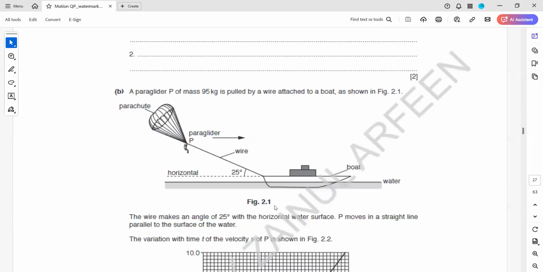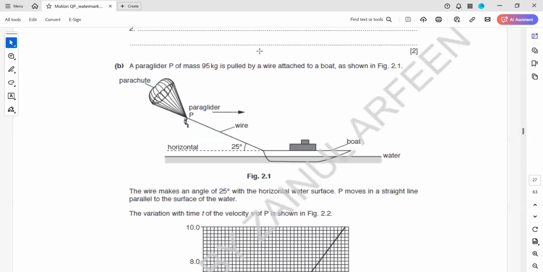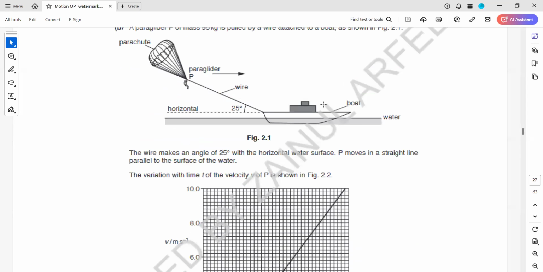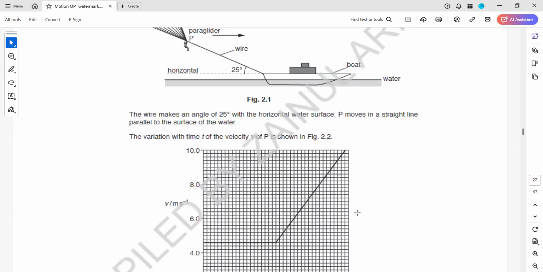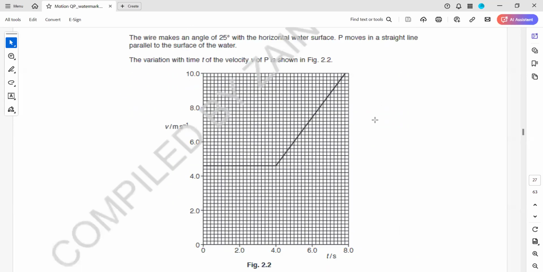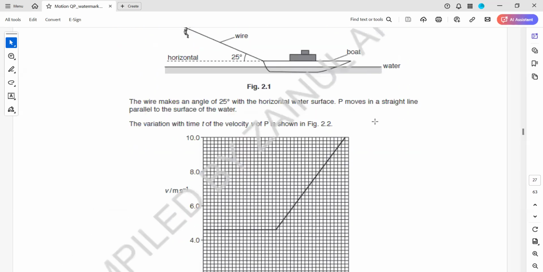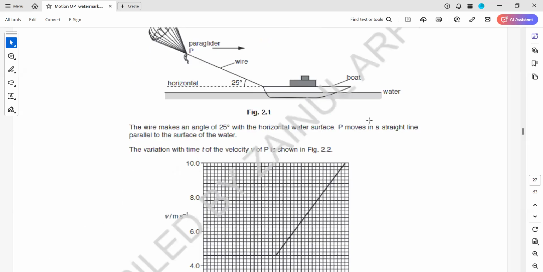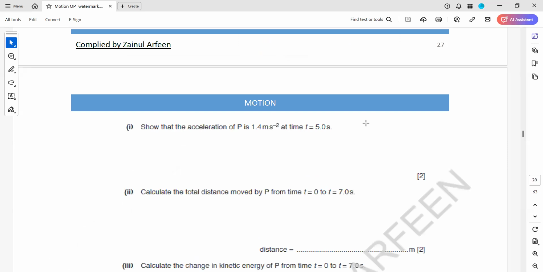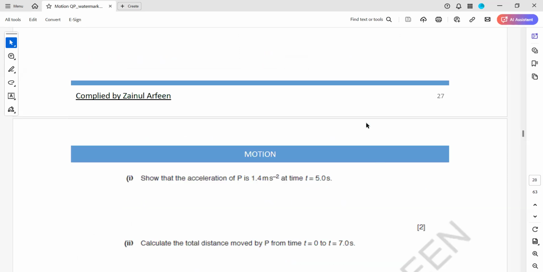A paraglider P of mass 95 kilograms is pulled by a wire attached to a boat as shown in figure 2.1. The wire makes an angle of 25 degrees to the horizontal with the water surface. P moves in a straight line parallel to the surface of the water. The variation of velocity with time is shown, as you can see here. First it is moving at a constant velocity, and then there's an acceleration. Show that the acceleration at time t equals 5 is about 1.4.